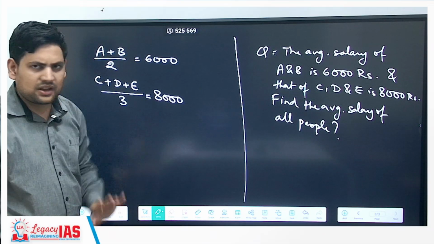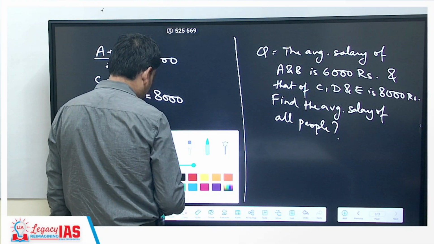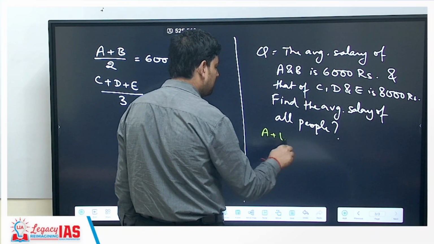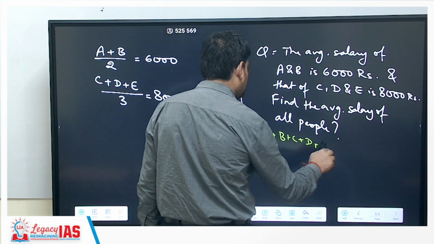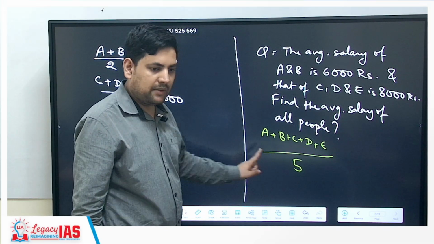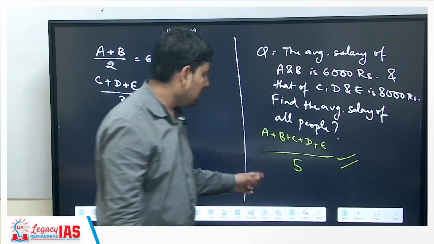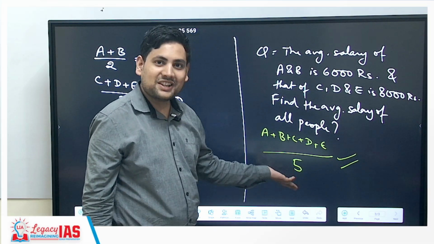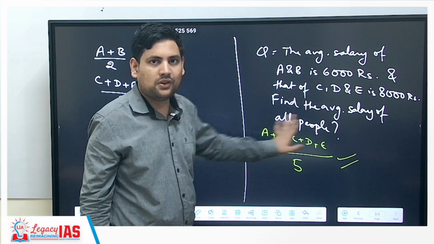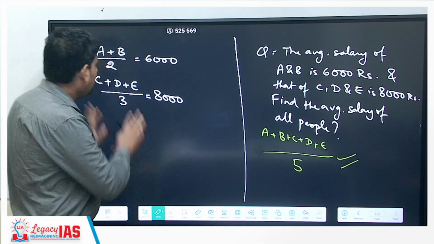Now you are asked to find the average salary of all the people. What you are actually trying to find out is this: if I have to find the average of all of them, this is A plus B plus C plus D plus E by how much? By 5. Correct? This will be my answer. Now, 5 is already known to you, of course, it's a number. A, B, C, D, E are the 5 things you don't know. If I give you the sum of A plus B plus C plus D plus E, then you can get to the answer. Now, how can I get that sum from here?